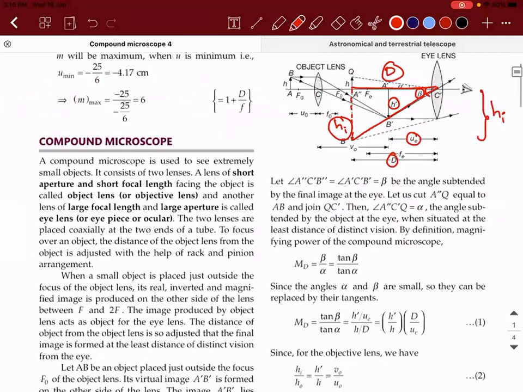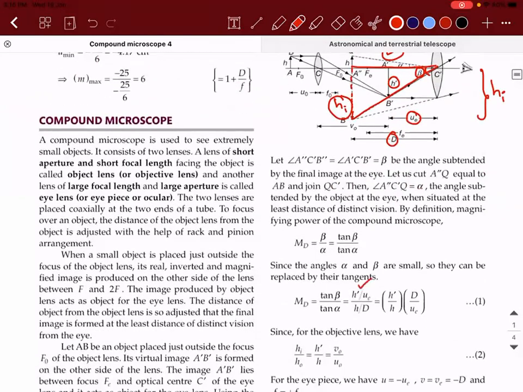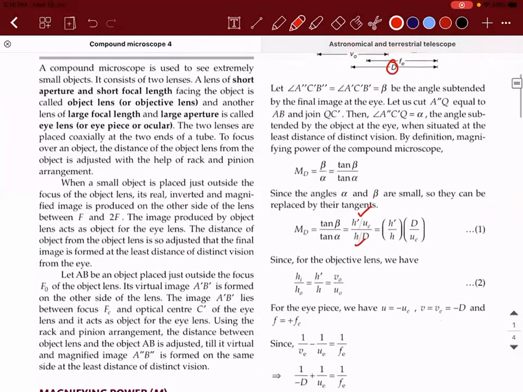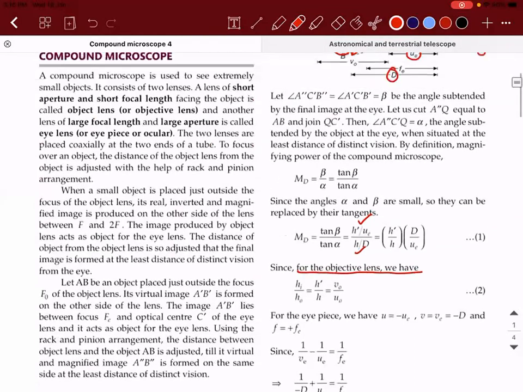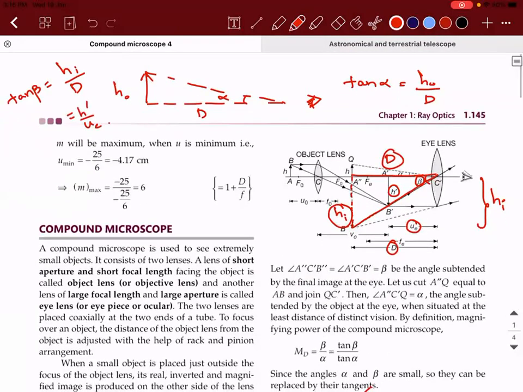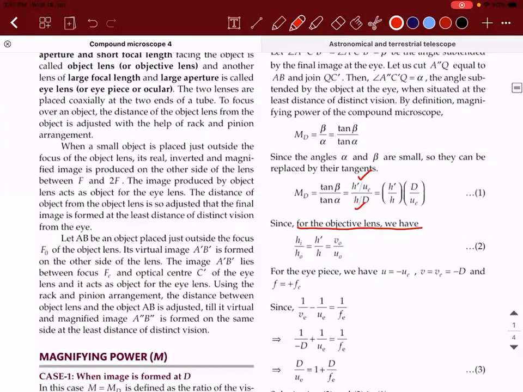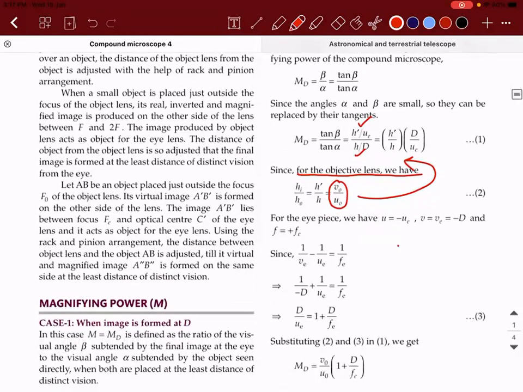Right. So the magnifying power will be equal to H dash divided by UE divided by H divided by D. So H dash divided by H into D divided by UE. Now for the objective lens, the height of the image formed by the objective lens, that is H dash divided by H, will be equal to V naught by U naught according to the formula of magnification due to a lens. So H dash divided by H is equal to V naught divided by U naught. And if I substitute it here, I get MD is equal to V naught divided by U naught into D divided by UE.